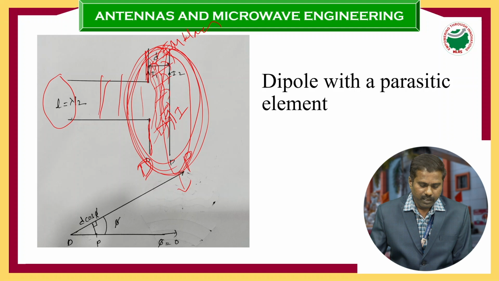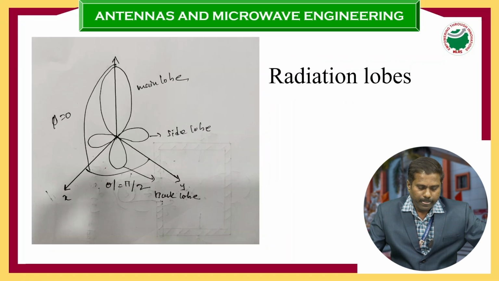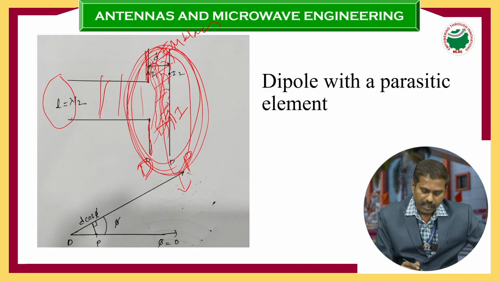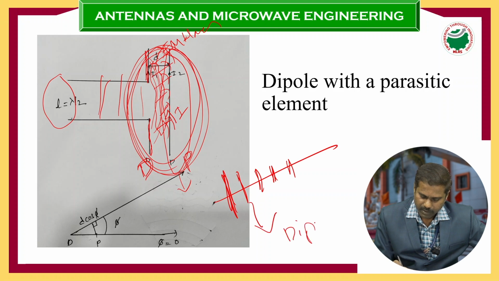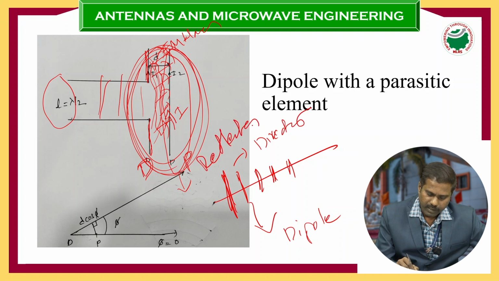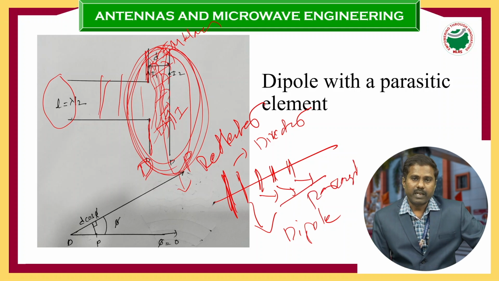The next one is, based on this concept of a dipole with a parasitic element, we have the Yagi-Uda antenna. You know the Yagi-Uda antenna looks like this. This is the shape of the Yagi-Uda antenna. This is the dipole, or we can say the driven element. This is the reflector, and these are the directors, or parasitic elements.